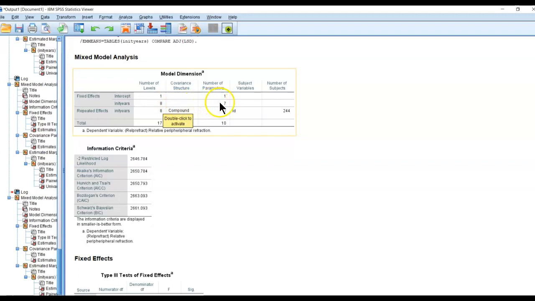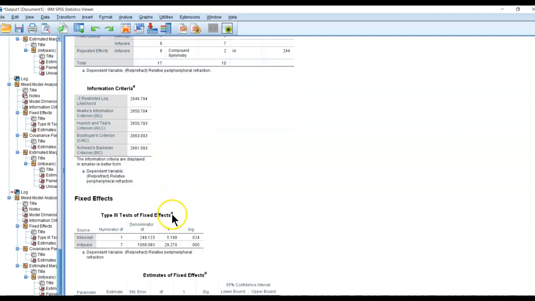but then you look at the model dimensions. There is an intercept, and it takes one parameter. There are 8 levels of years, -4 to +3. When you add the 0 it is 8. And that's 7 degrees of freedom, or 7 parameters that have to be estimated. Compound symmetry has 2. It's got the diagonal and the off-diagonal. And that's for a total of 17 levels, 10 parameters to be estimated.